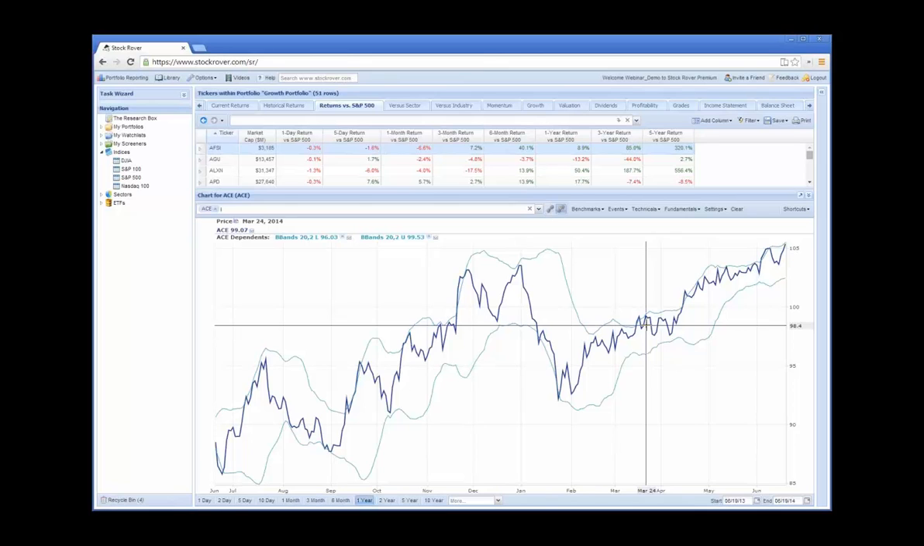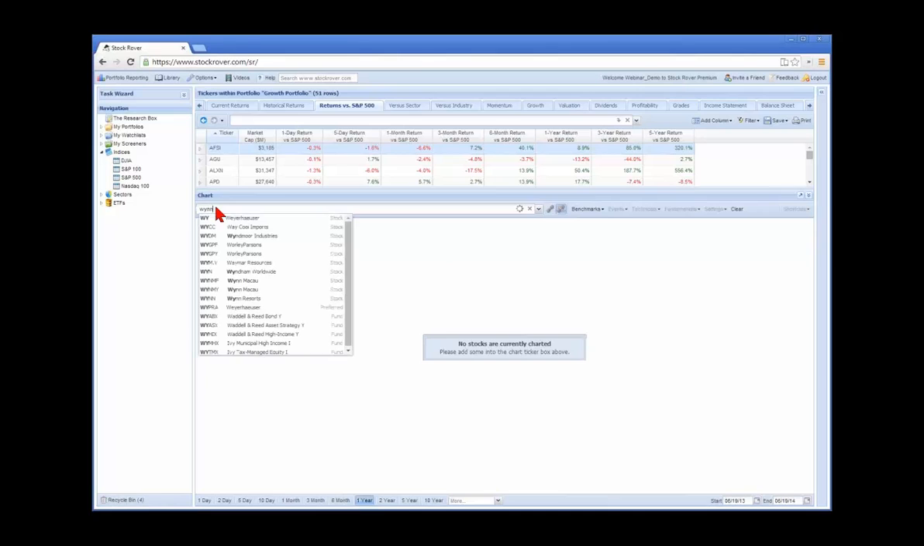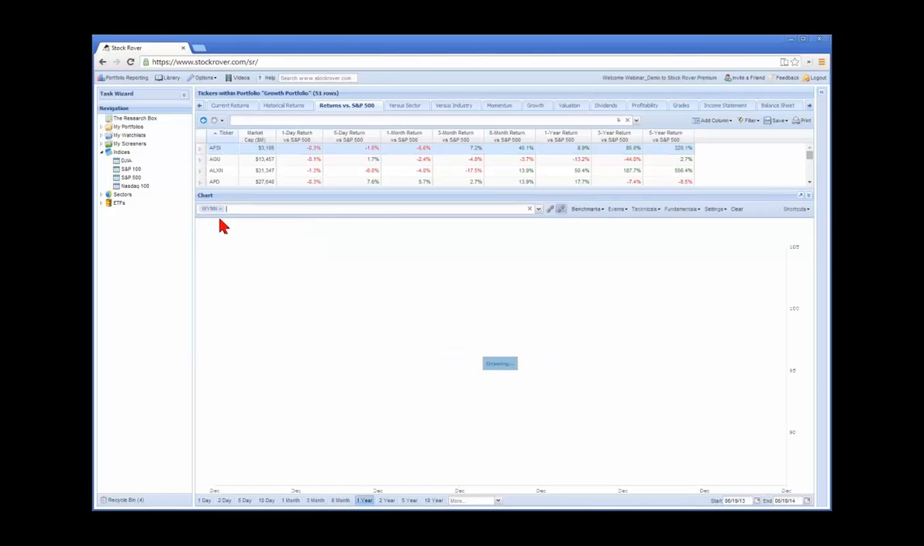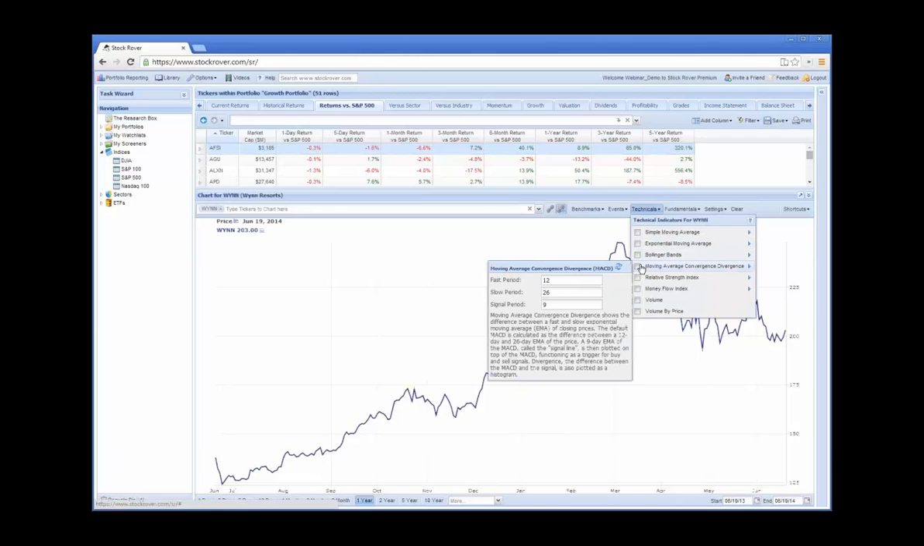All right, that's all I'm going to go over with the Bollinger Bands. So I'm going to exit out of those. And for the moving average convergence divergence, I'm going to use the ticker WIN. And I'm going to go over to technicals and mouse over the moving average convergence divergence.